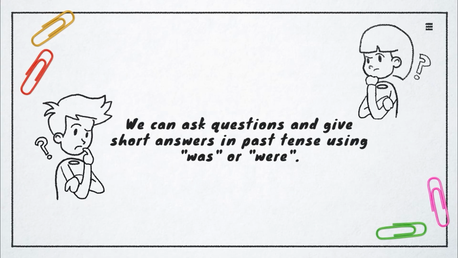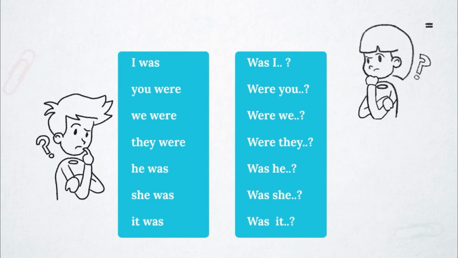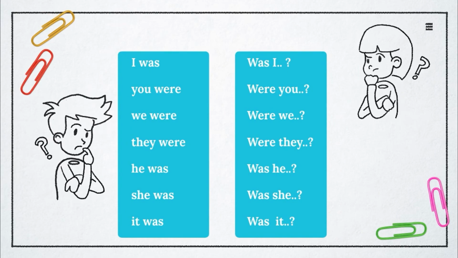We can also ask questions and give short answers in past tense using the word was or were. Let's take a look. Here is a quick review of the verb conjugations. So, I was, you were, we were, they were, he was, she was, it was.